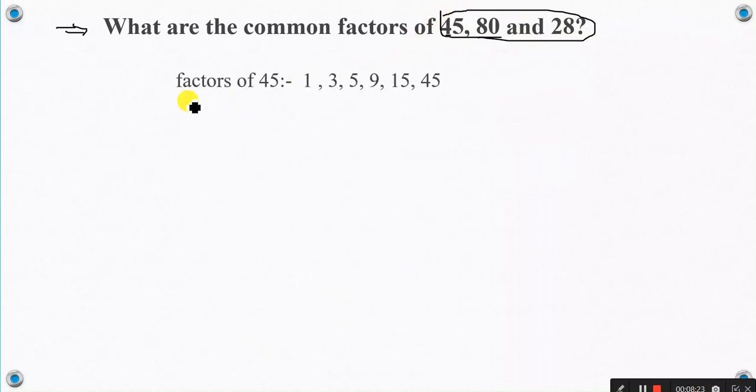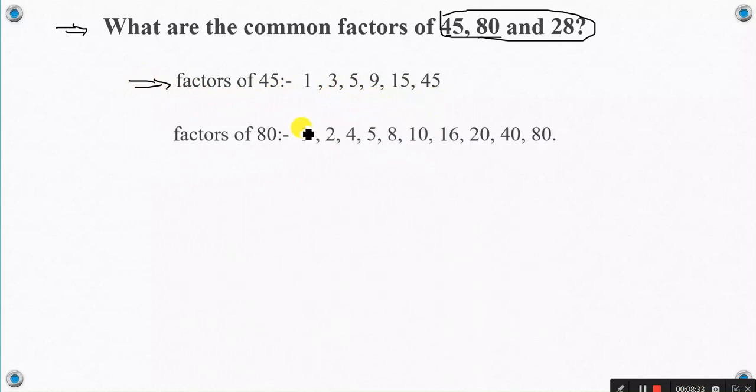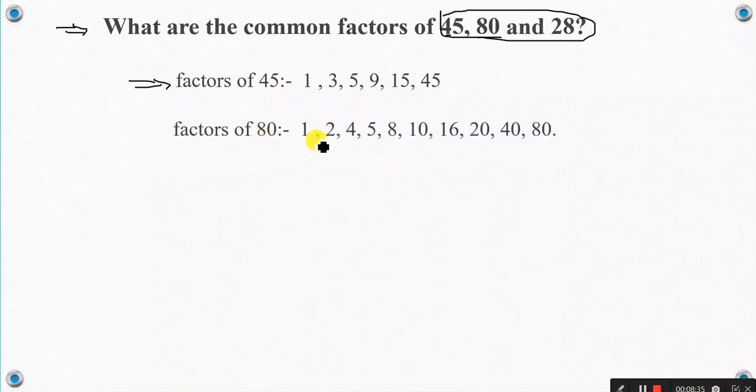So first we find the factors of each. The factors of 45 are 1, 3, 5, 9, 15, 45. And the factors of 18 are 1, 2, 4, 5, 8, 10, 16, 20, 14, 18. So the factors of 28 are this.